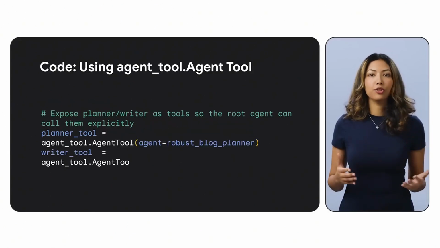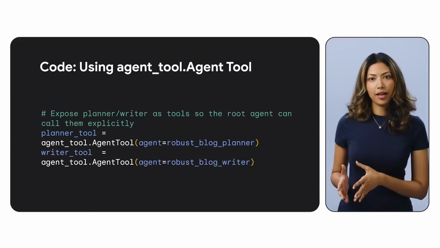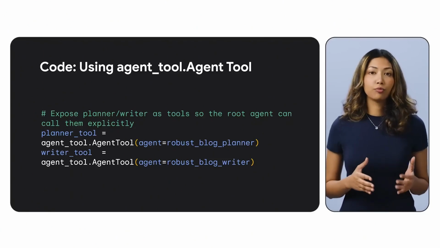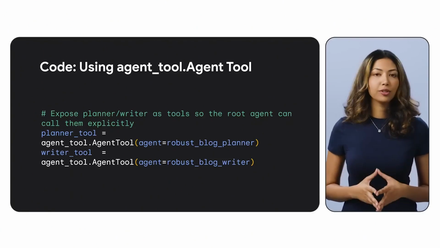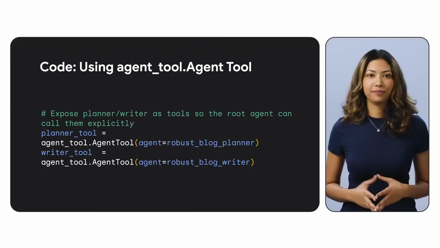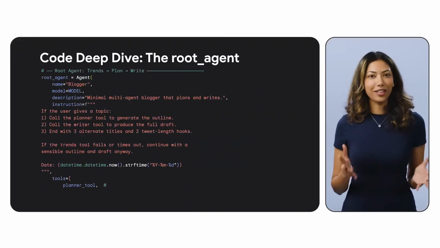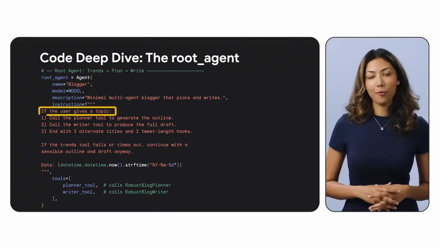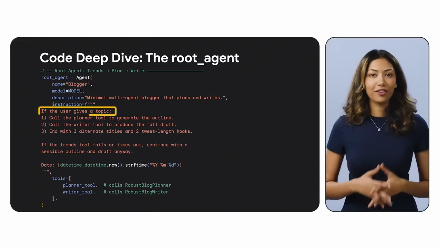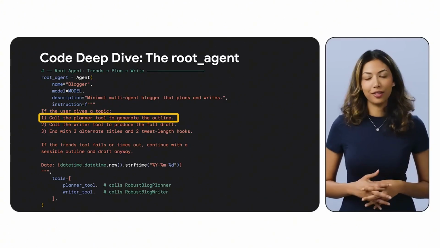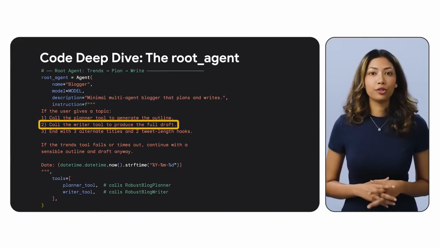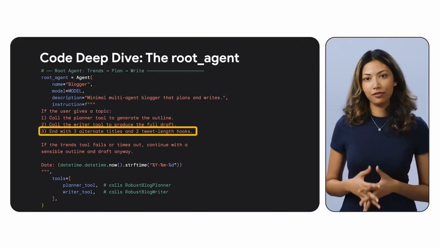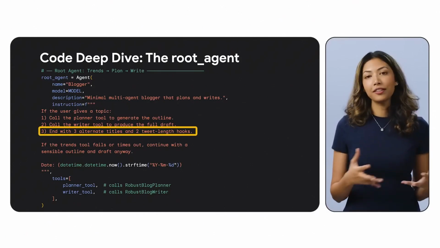Now, we wrap each loop, the robust blog planner and the robust blog writer, as tools. This is what lets the root agent call them directly without worrying about what's happening inside. Finally, we put it all together with the root agent called Blogger. The instructions for Blogger are simple. When a user gives it a topic, first, it calls the planner tool to make an outline. Then it calls the writer tool to draft the full post. And finally, it adds 3 alternative titles and 2 tweet length hooks.